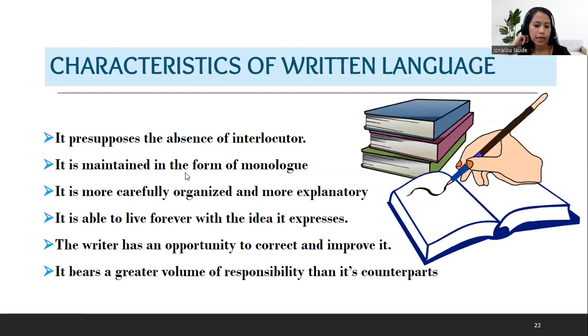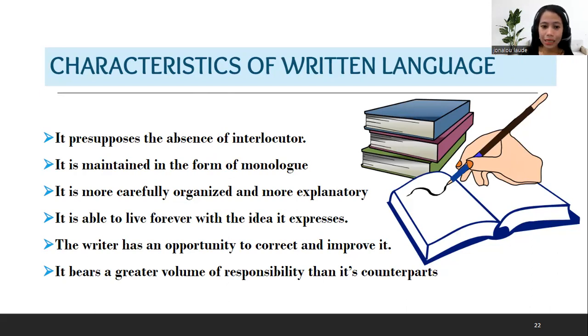Okay, now let's proceed, class, with the characteristics of written language. So what are the characteristics and traits of written language? Alright, so the first one is that it presupposes the absence of an interlocutor. If you may recall, as what I've said, spoken language has the presence of an interlocutor, while written language presupposes the absence of an interlocutor.